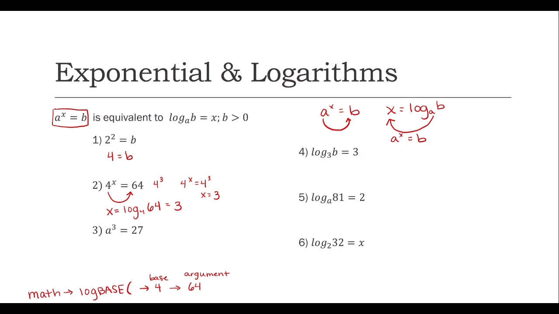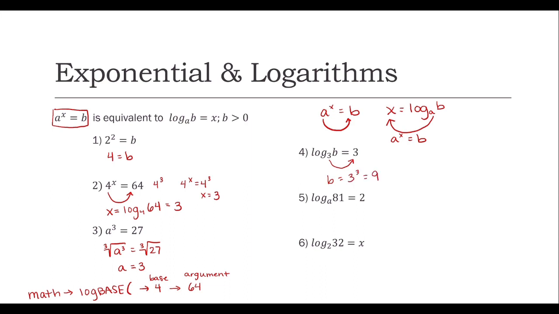For number 3 here, we have a cubed equals 27. So we'll take the cube root of a cubed equals the cube root of 27. So then we get a equals 3. For number 4, we can solve for b by taking the base of the logarithm and making it the base of an exponent on the opposite side of the equal sign. So we get b equals 3 cubed, which equals 9.